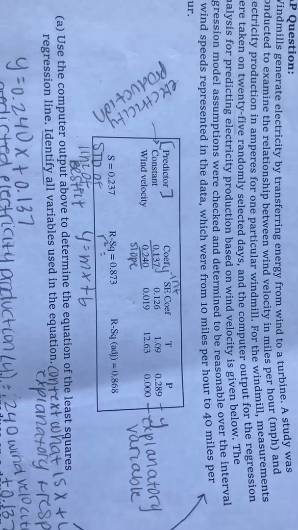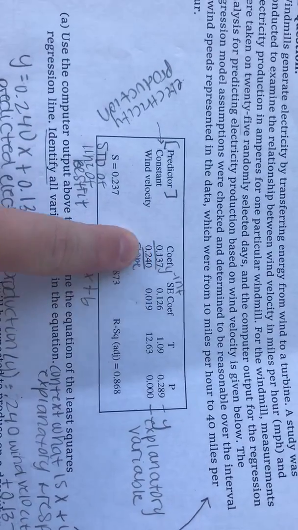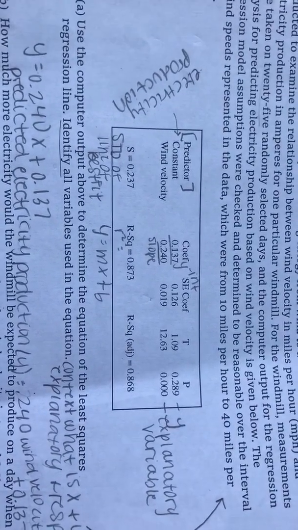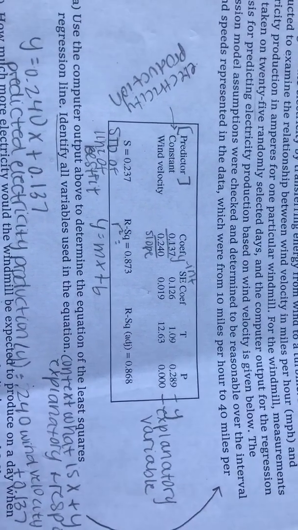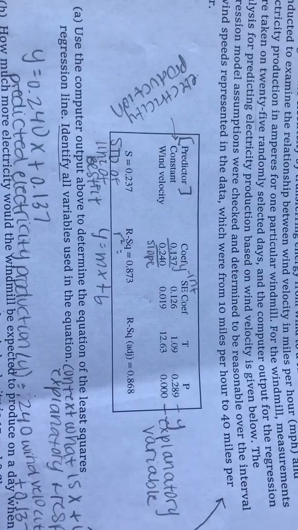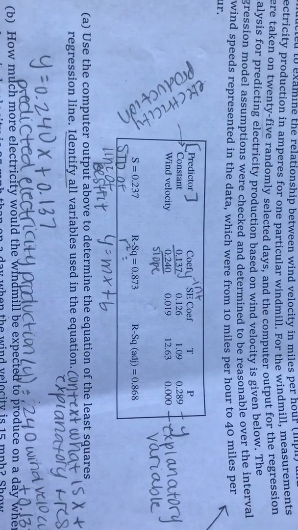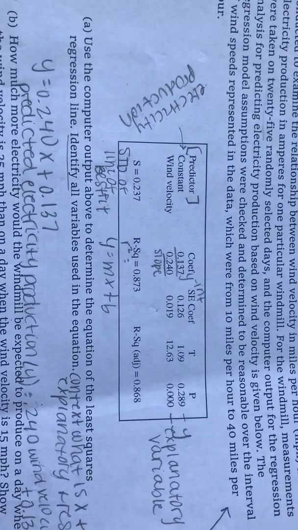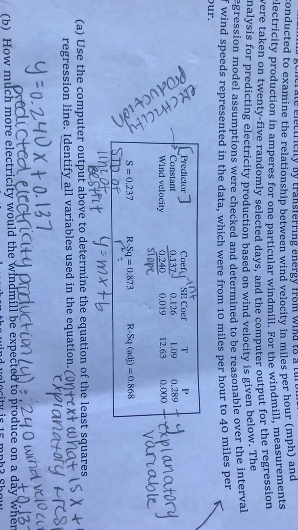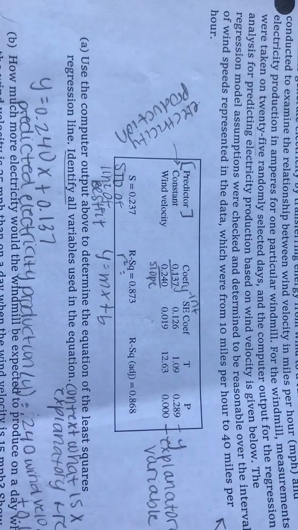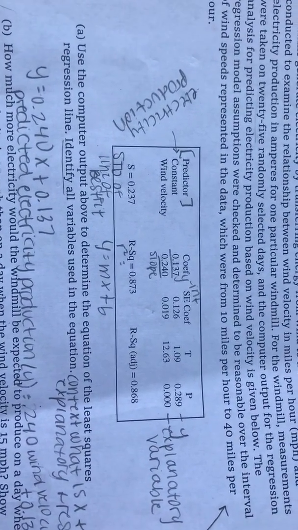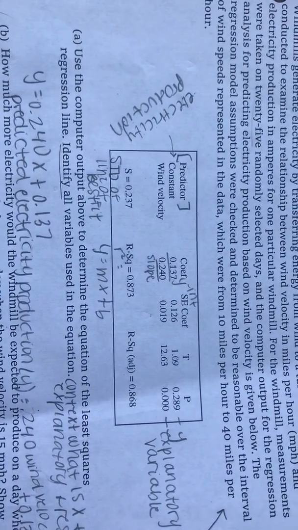All we need to know for this problem are the coefficients and R squared, here and this one. We will be using the slope formula y hat equals mx plus b, or y hat equals a plus bx. The constant, or electricity production, will be the y-intercept of b, and the wind velocity will be the slope of m. The equation then reads y hat equals 0.24 times x plus 0.137, or in other words, the predicted electricity production, or y hat, equals 0.240 at wind velocity x plus 0.137.